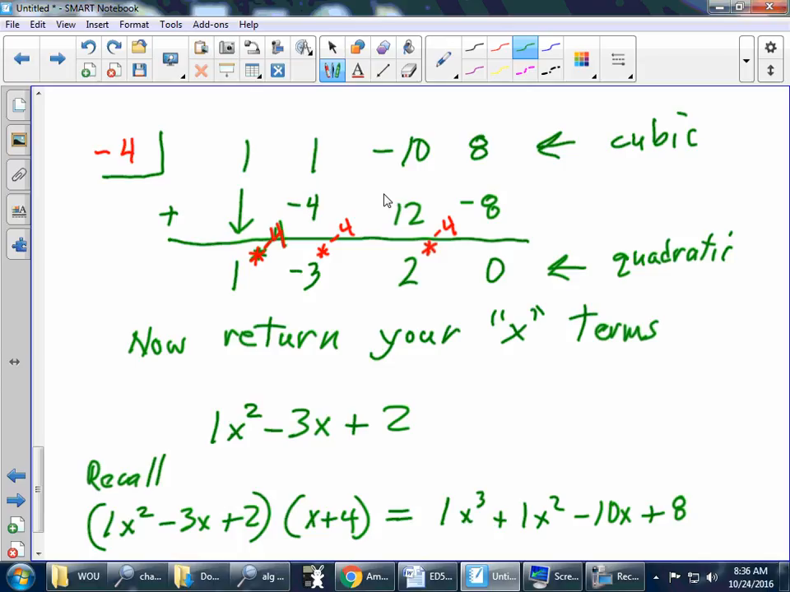Now, some people find this synthetic division to be way faster and way easier than long division once you get into it. Some people prefer to be long division gurus. As always, we're going to be bilingual in here and be able to do both.